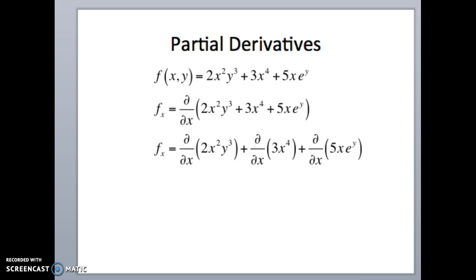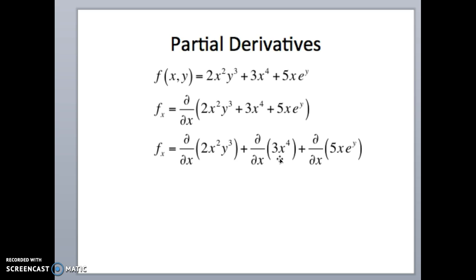Now looking at this, what do we see? We take our partial derivative of the first piece, 2x squared y cubed, plus the partial derivative of the second piece, 3x to the fourth, plus the partial derivative with respect to x of 5x e to the y. Now, x is perceived as our variable. So in this case, y cubed is perceived as a constant. 2 is perceived as a constant. So both 2 and y cubed can come out in front of that partial derivative operator.